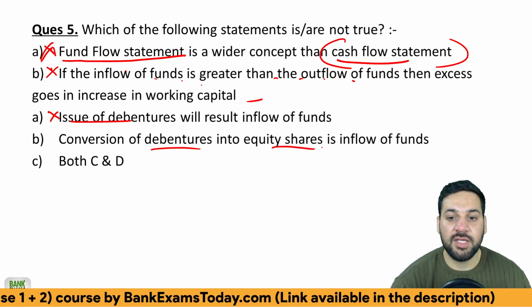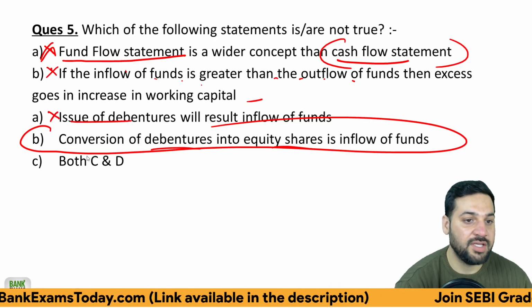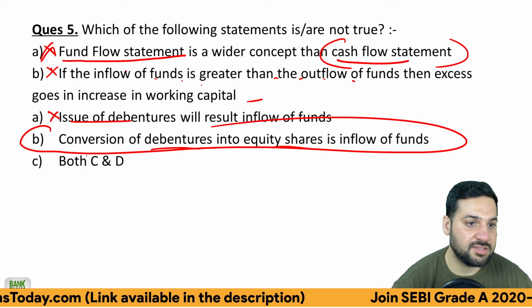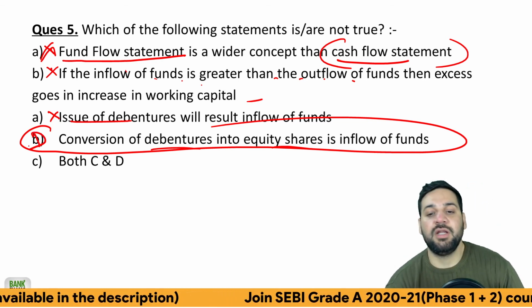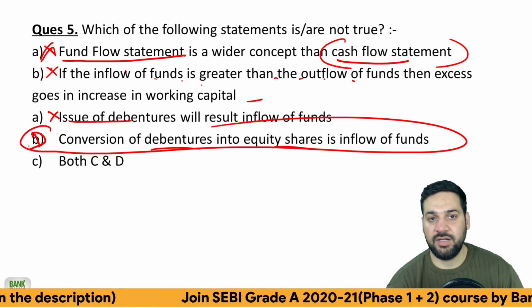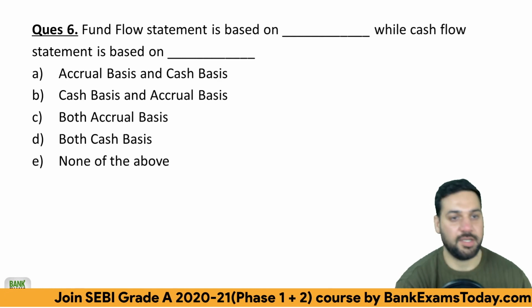Conversion of debt into equity is inflow of fund. This is the correct answer, conversion of debt into equity. This is D, not B. So when you convert a debenture into equity shares, there is no flow of fund, right? You just converted it. The debenture holder didn't pay anything. So it's a correct answer.